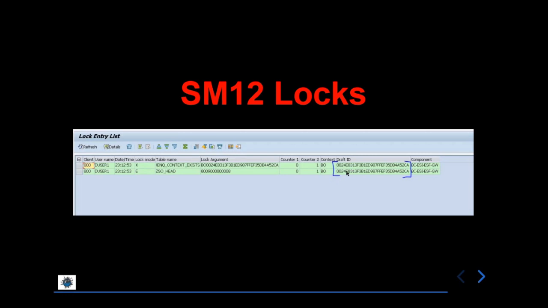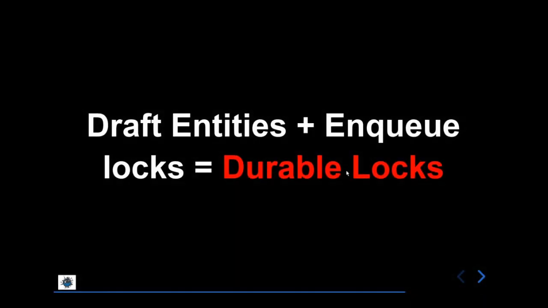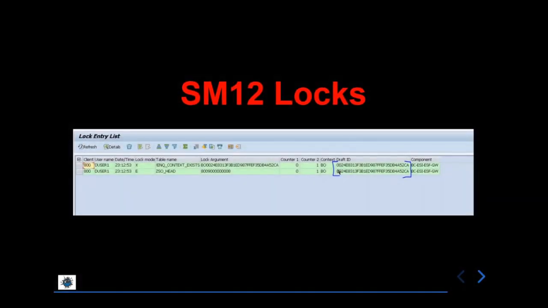So when I say draft, this draft entity and the enqueue lock is a durable lock. It has the draft ID, and this is a normal table lock, SM12 lock. So they both are linked. Let's say you are locking multiple tables. Usually we don't lock a single table like MARA and all. We lock multiple tables along with this. So at that point, for one draft ID, it will lock multiple tables here.